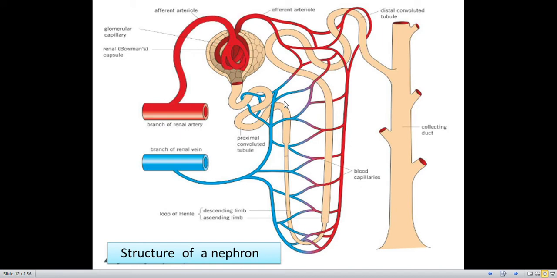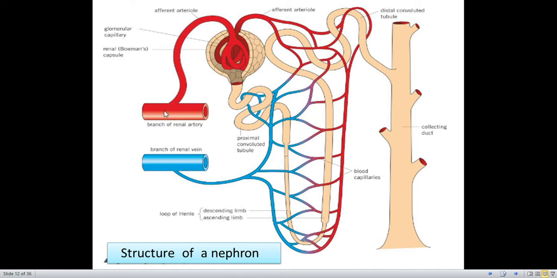Process of urine formation. Urine formation in kidney follows three main processes: ultrafiltration, selective reabsorption, secretion. What is ultrafiltration? Now study this diagram properly.